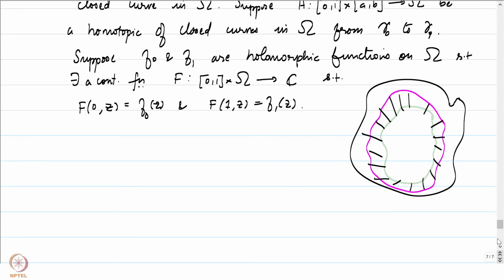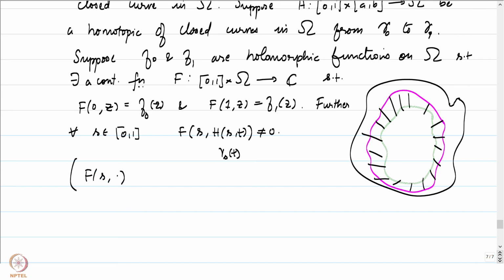So, we further suppose that the zeros are well behaved. Suppose further that for all s in [0,1] we have the extra condition that f_s(h(s,t)) is not equal to 0. Notice that h(s,t) is just gamma_s(t). So, this condition basically tells us that f_s, this particular function which is defined on omega, does not vanish on gamma_s. This is precisely what is being demanded, right.